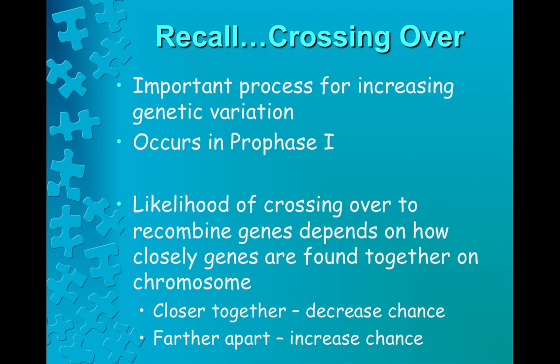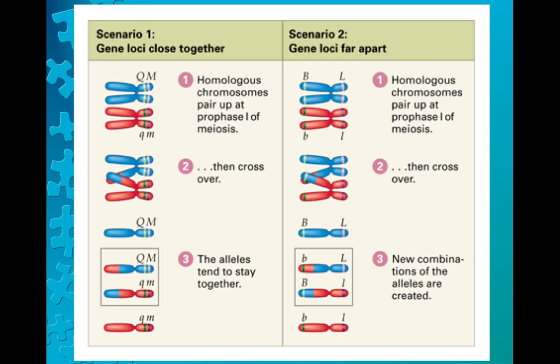So if I've got 2 beads right next to each other and I cross over parts of the chromosome, the chances of those 2 beads right next to each other getting separated is lower than if they're on either end of the chromosome. So let me put this into some perspective here.